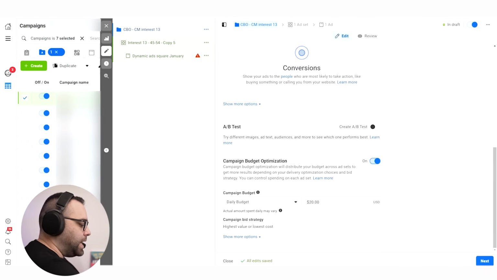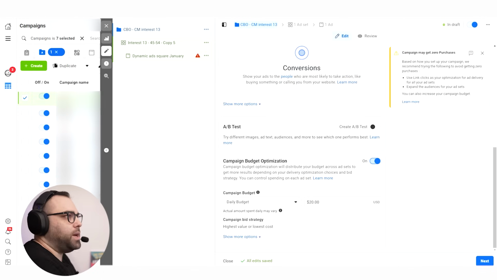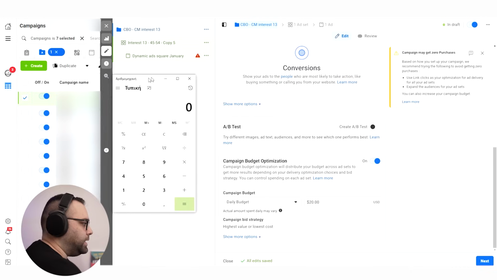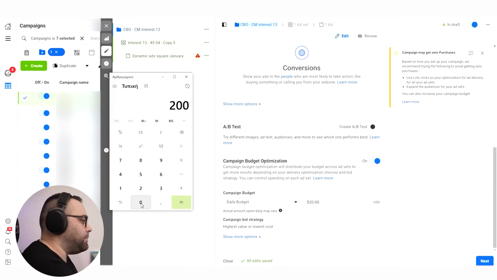Now, let's say how much more do we want to spend? Do we want to spend 200 more? Because this is what we want to spend per day. Let me take my calculator so that you can see it also. We want to spend 200. What was the cost per purchase that we were getting in the last 7 days from this? It was 14 point something, so let's put 15. And we divide this by 15. So we have 13 ad sets.